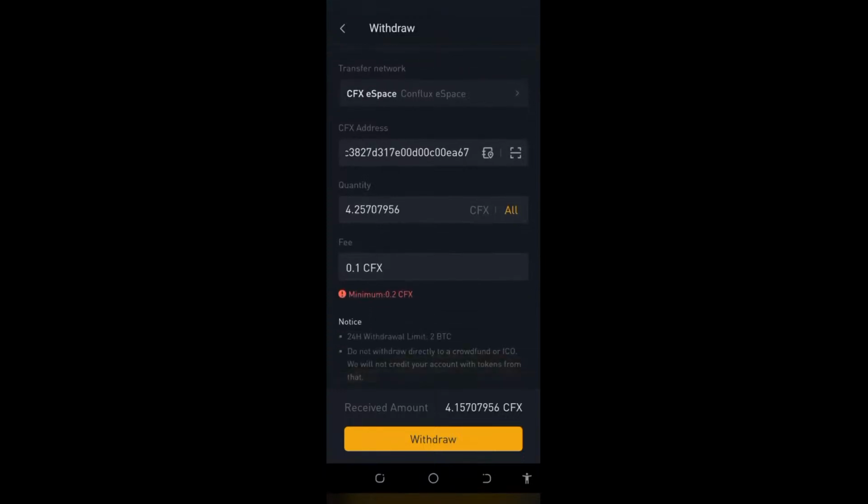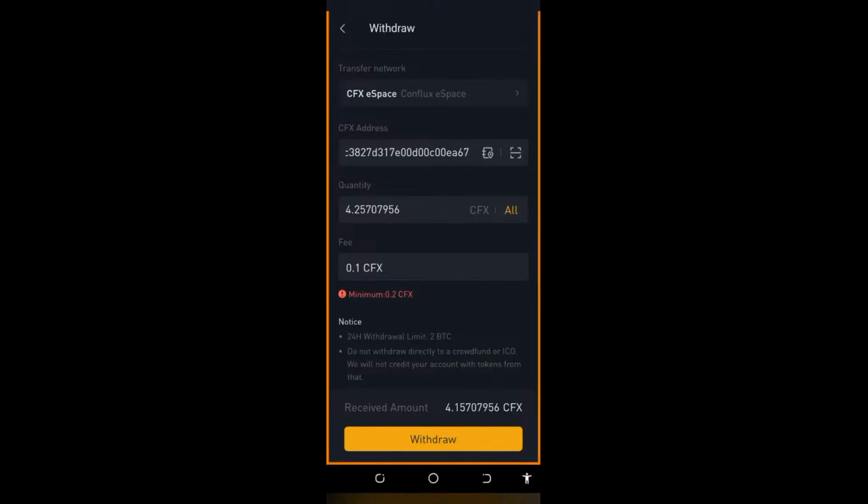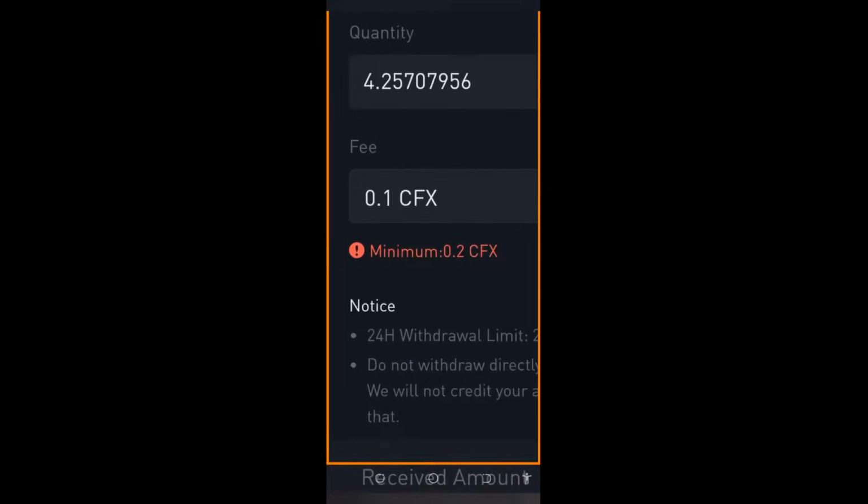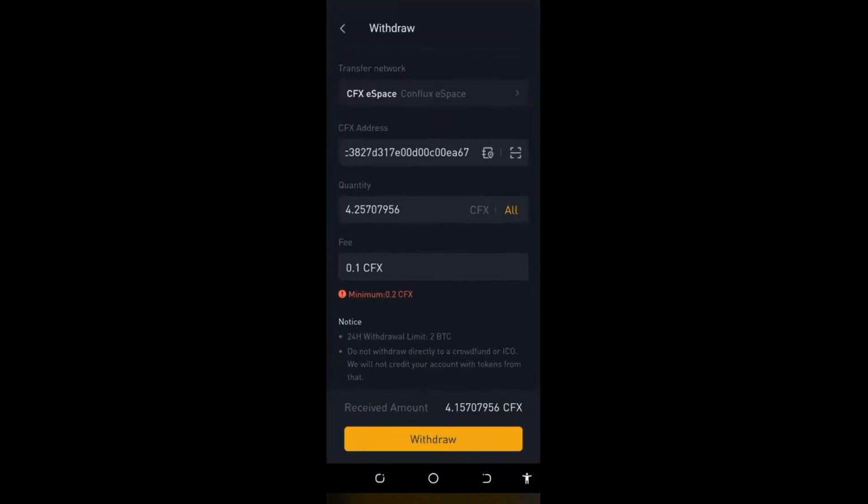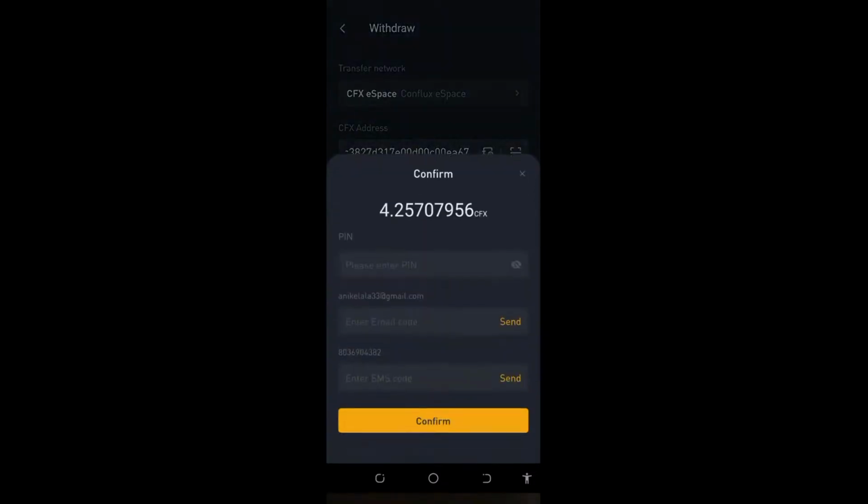What do we get? 4.15. Good. And I knew we're going to lose some money, but that's fine. The fee is 0.1 CFX. Okay, great, no problem, as long as I get my money out. I mean, all we were doing was risking $1, right? So let's go ahead. What did it say? Okay, so I'm just going to put in all my details and I'll see you on the other side.